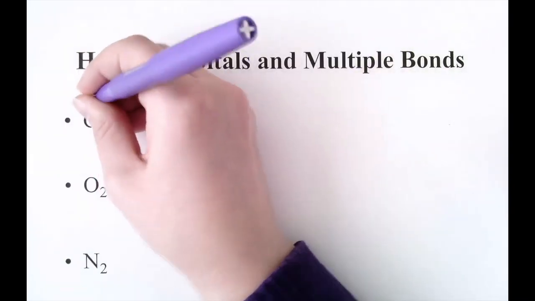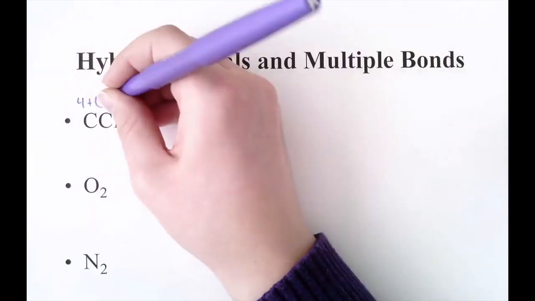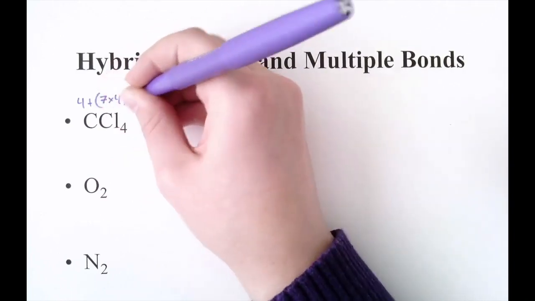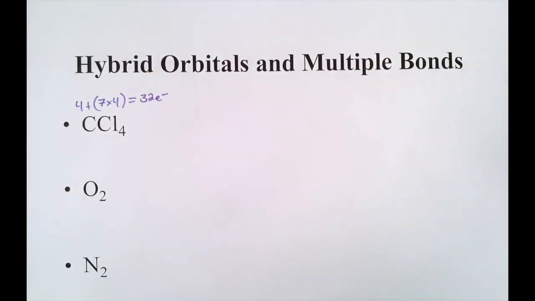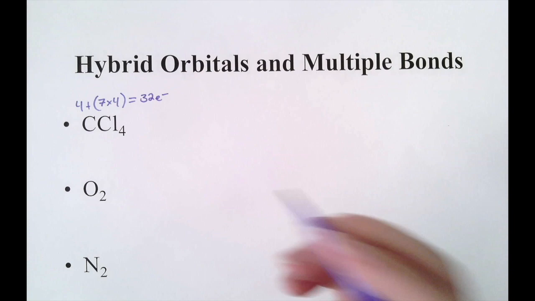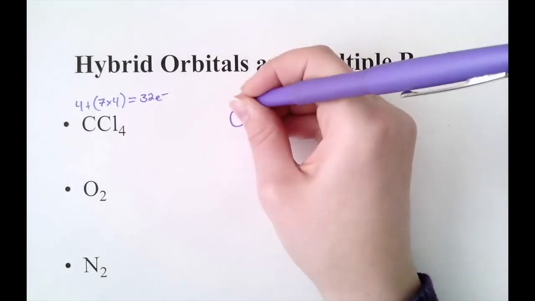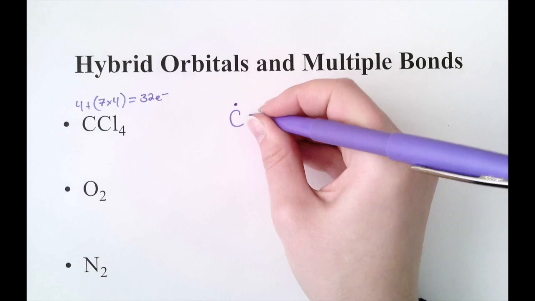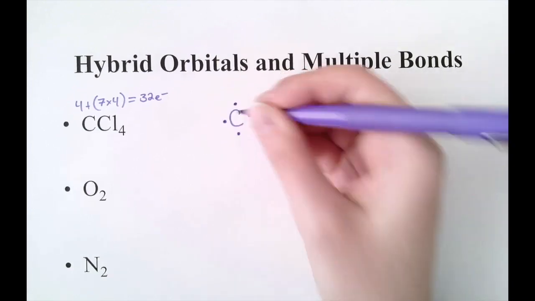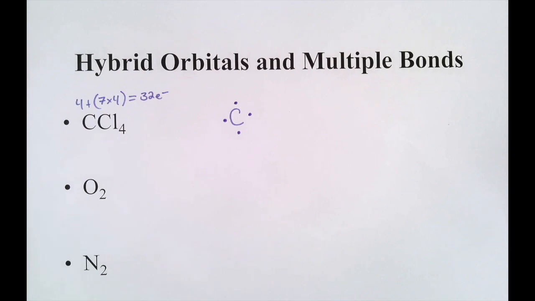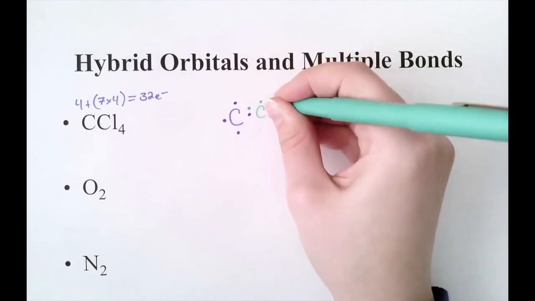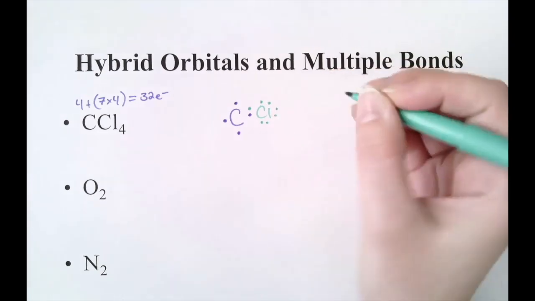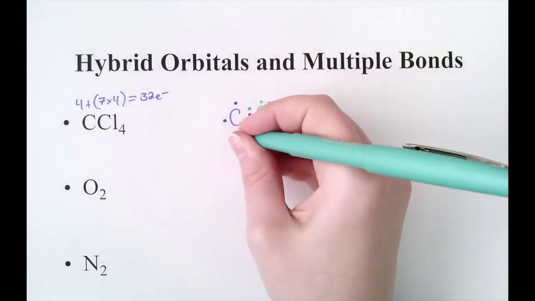So we're going to have 4 from carbon plus 7 from each of our 4 chlorines. And that's going to give us a total of 32 valence electrons overall. So we should have 32 dots in our finished dot structure. I'm going to start with carbon, knowing that carbon has hybrid orbitals, so it's going to have its 4 valence electrons all spread out. Chlorine then can come and share one of these valence electrons. And we're just going to do this 3 more times.